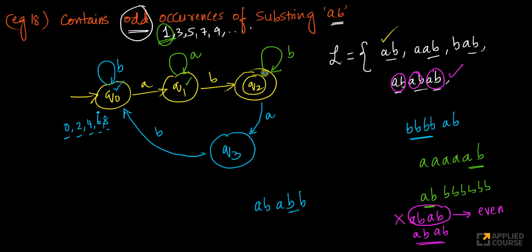Very good. Which means this state, because from here to reach here you need one more AB, will now tell you if you have seen 1 AB, 3 ABs, 5 ABs, 7 ABs, 9 ABs, and so on. Very good. This is what we want. Is anything missing now? Look at this. For this state, both transitions A and B are here. Now, for this state, the transition on B is here. But what about the transition on A?